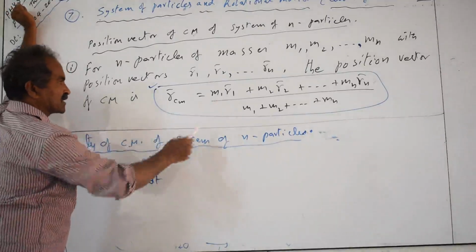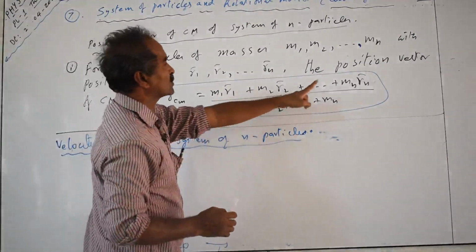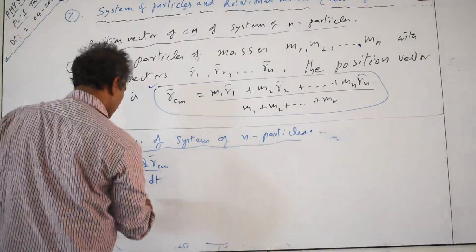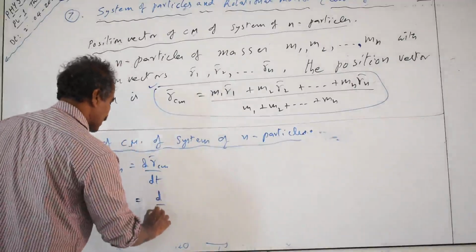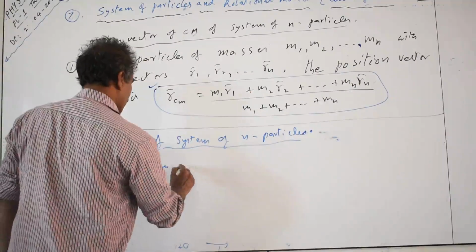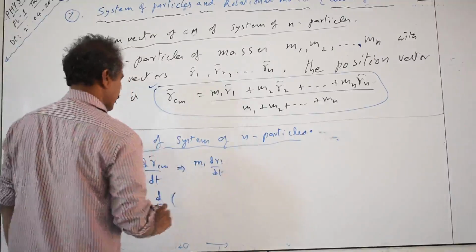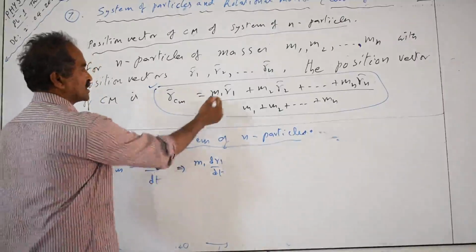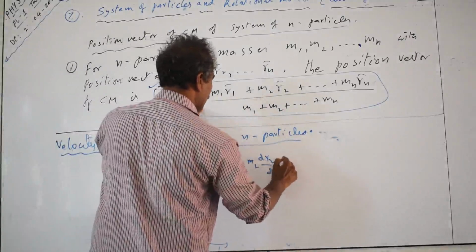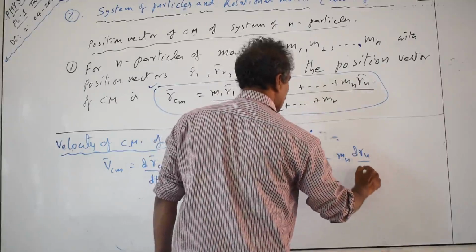Differentiate this on the left and right side. Mass is a constant, so take it outside: m1 dr1 by dt, m2 dr2 by dt and so on mn drn by dt, divided by total mass. That is the differential form. So this is also equal to d by dt of RCM, where RCM means m1 r1 plus m2 r2 and so on. I am writing here: d by dt of RCM equals m1 into dr1 by dt plus m2 into dr2 by dt plus and so on plus mn into drn by dt, over total mass.